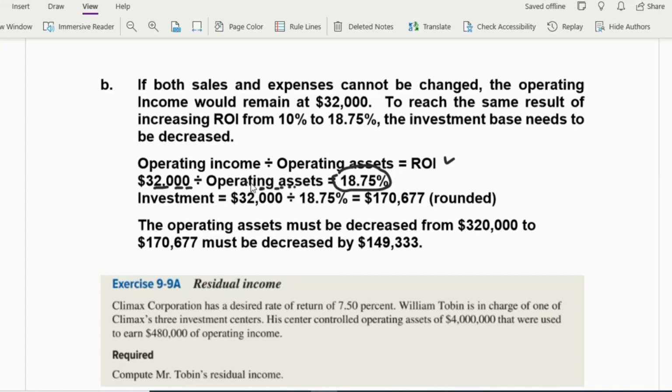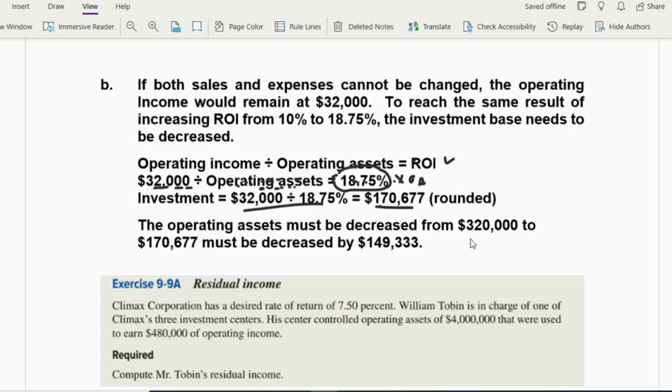Operating assets I'll take to the other side of the equation, and when I take it to the other side, it will become in multiplication form, right? It will be gone from here, and now this 18.75 is in multiplication form. I'll take it to the other side of the equation, it will become division form. So 32,000 divided by 18.75. When I do that, it's a rounded figure, $170,677. So it means that operating assets must decrease.